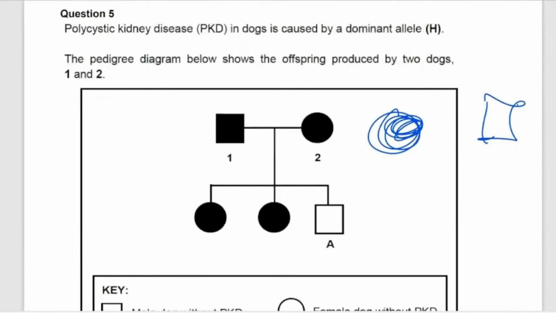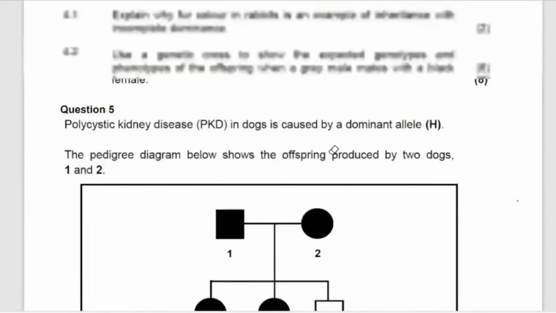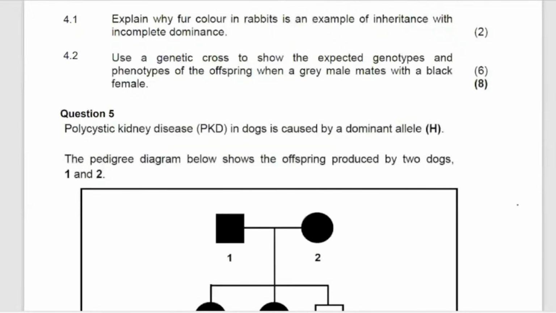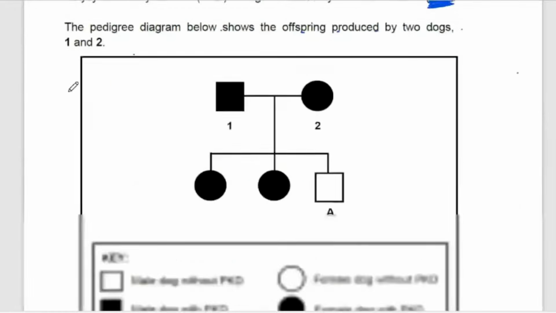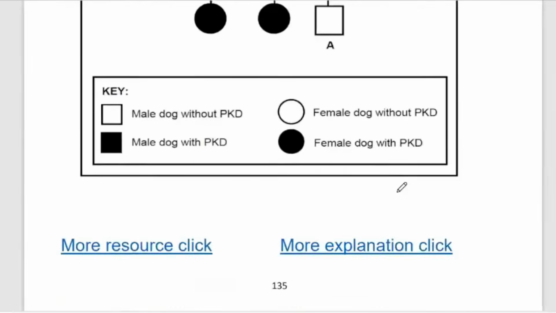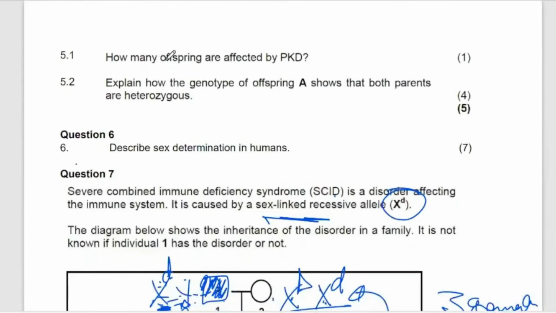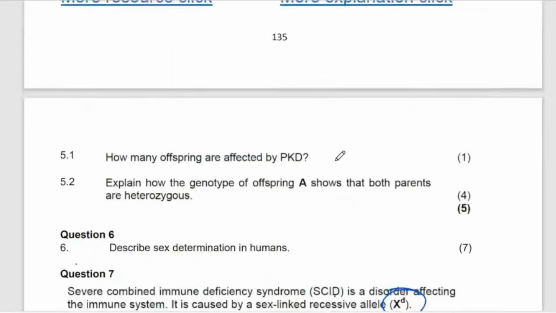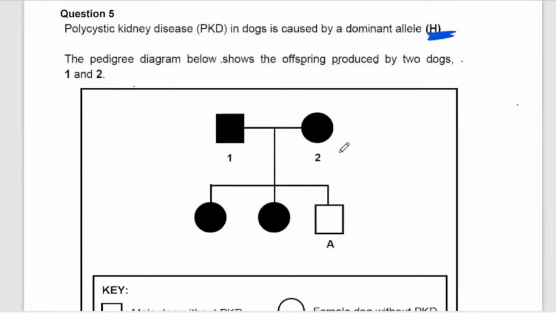Yes, here is a question. Here they're saying that this syndrome in dog is caused by a dominant allele, capital H. The pedigree diagram below shows the offspring produced by 2 dogs. You understand? They're not saying that this is a sex link. How many offsprings are affected by this disease?